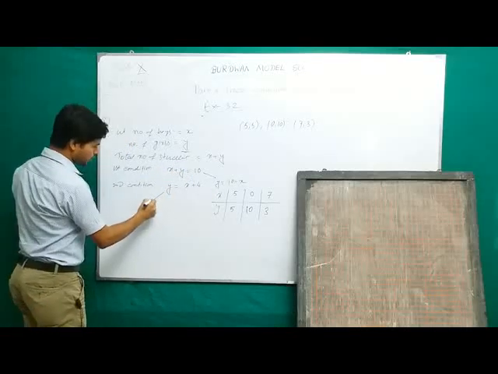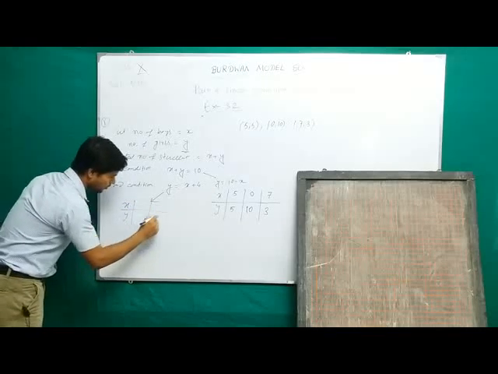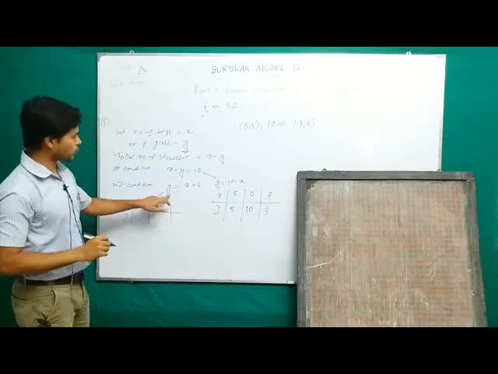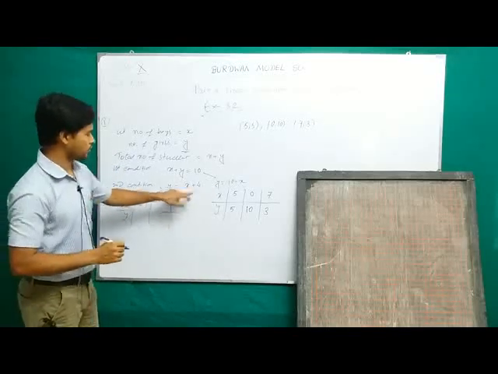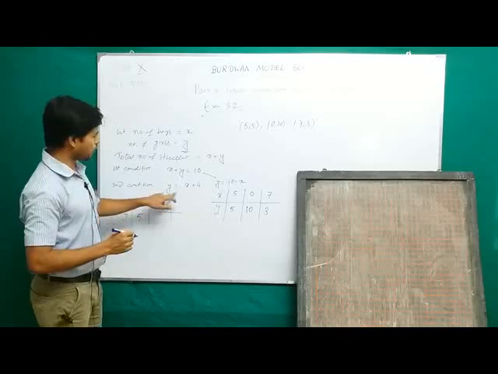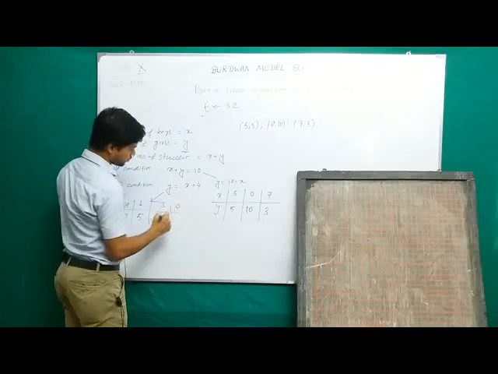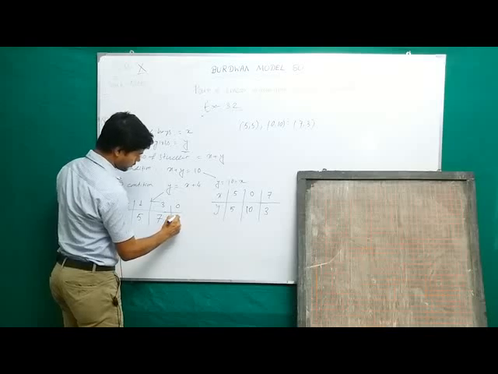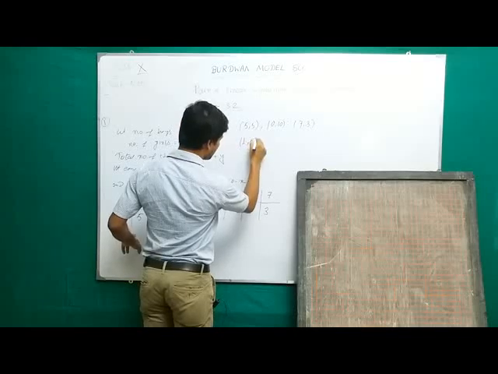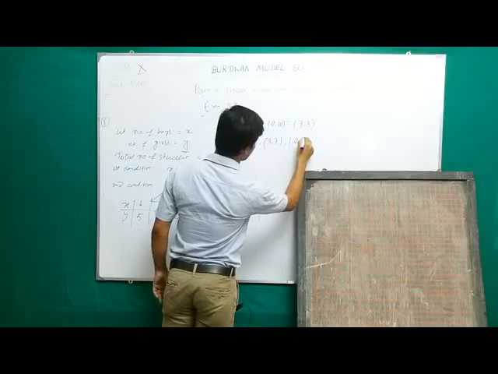Now consider the second equation and form a tabulation x, y. If I put x equal to, suppose, 1, the value of y will be 1 plus 4, that is equal to 5. If I put x equal to 3, the value of y will be 4 plus 3, that is equal to 7. If I put x equal to 0, the value of y will be 0 plus 4, that is equal to 4. Now the solution corresponding to the second equation is 1, 5; 3, 7; and 0, 4.